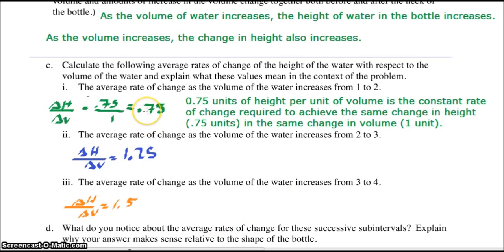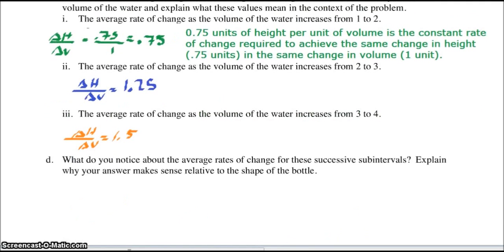What's interesting here is that the rate of change is increasing. Notice it's not increasing by a constant amount, because this difference is different from this one, but the rate of change is increasing as the volume increases. And that's what we notice here.